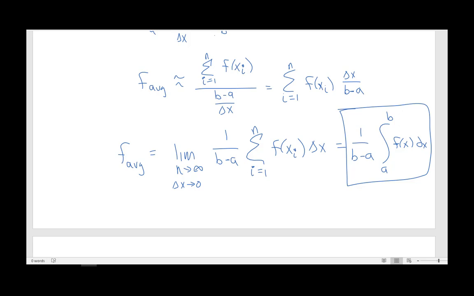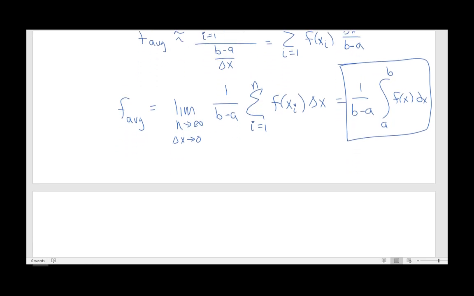So let's take a look at an example of this concept here. Let's do a calculation. So let's say we want to find the average value of the function f of x equals 1 plus x squared on the interval, let's say, minus 1 to 2.